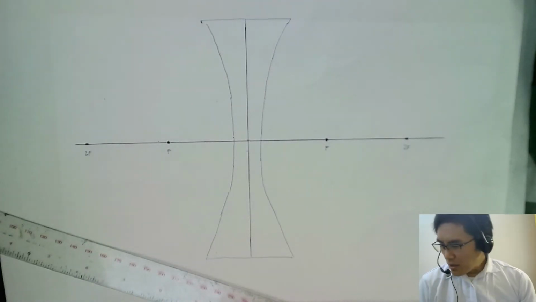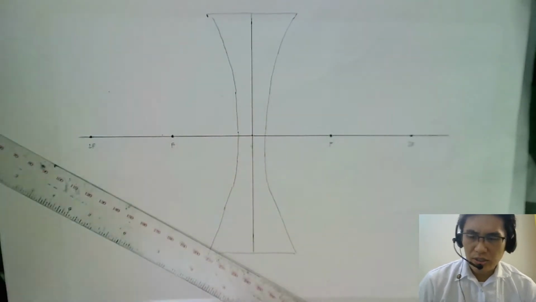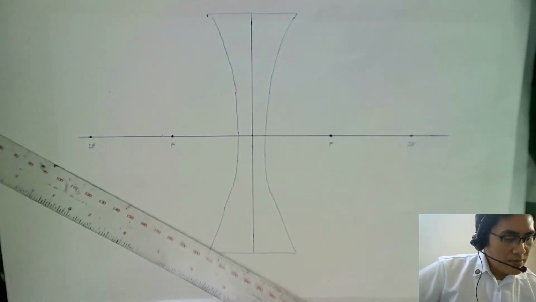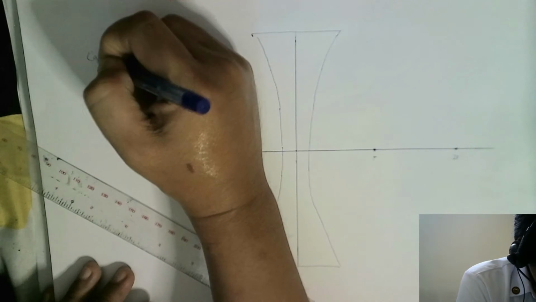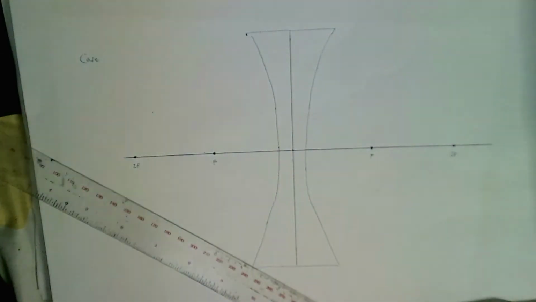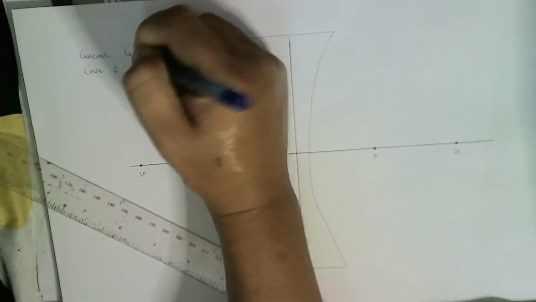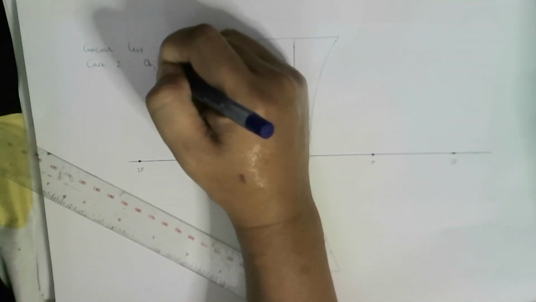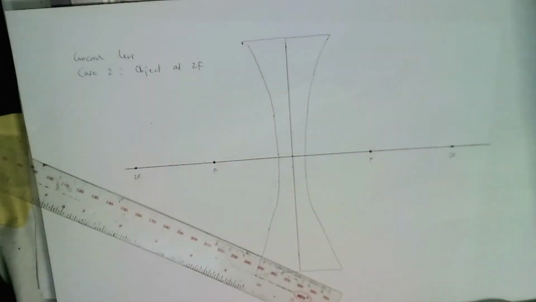Okay, and now you will choose the object. First, we will choose a case. So this time we will choose a case that we have not done before. I believe I have not chosen a case that is at 2f. So I will choose case number 2. This is a concave lens. This is case 2, which is the object is at 2f. So the object is at 2f itself, at the 2f point.